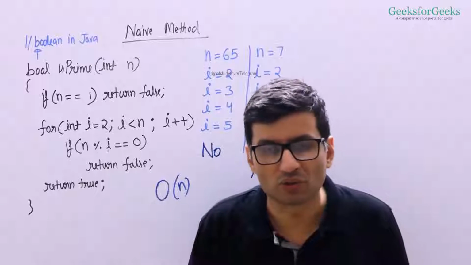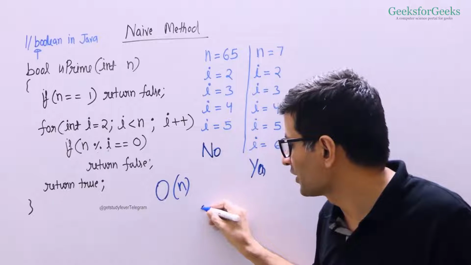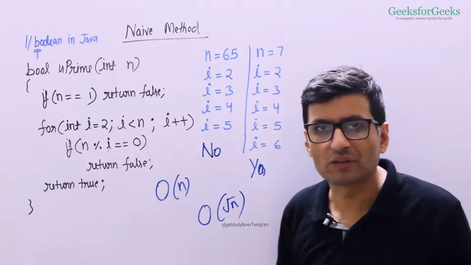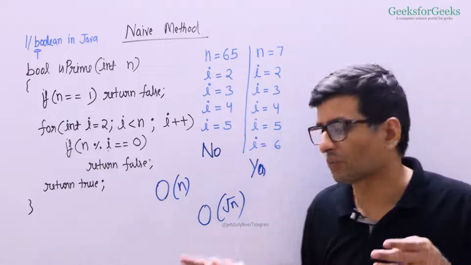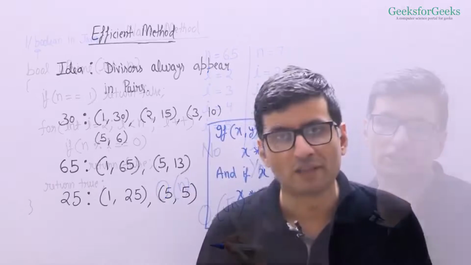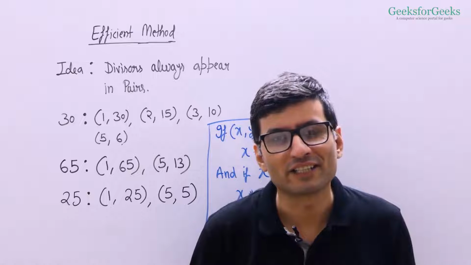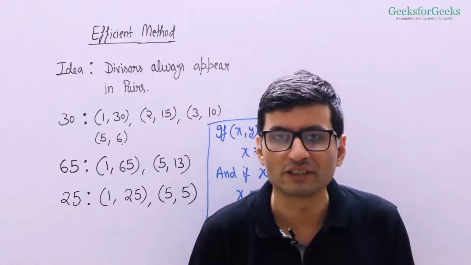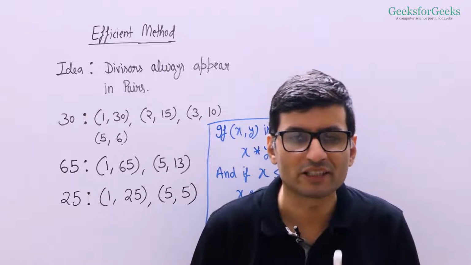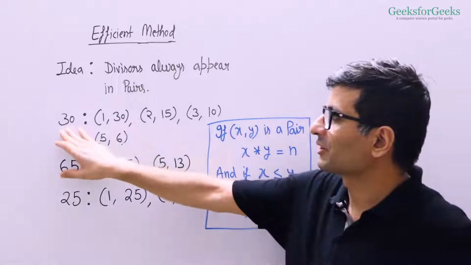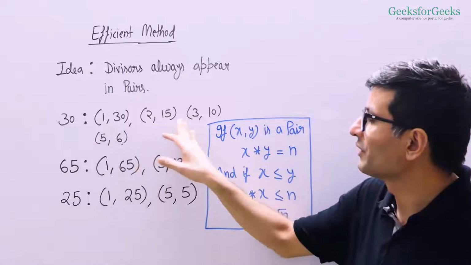We can optimize this solution to time complexity big O of square root of n. Now please pause this video and try to think of a solution that works in this time complexity. Let us now talk about the idea for the efficient solution. The idea is, if I write all divisors of a number, I can notice that these divisors always appear in pairs. For example, divisors of 30 are 1 and 30, 2 and 15, 3 and 10 and 5 and 6.